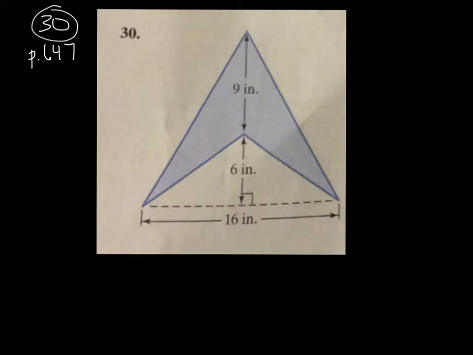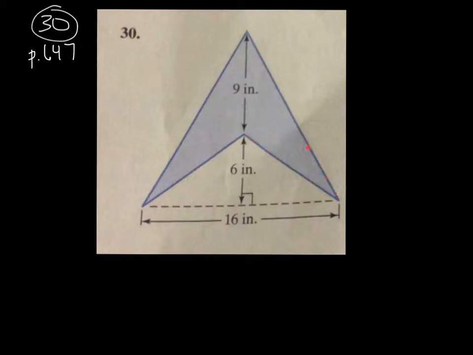Okay, so this is number 30 in your book, and I went ahead and took a picture of this. This is our figure, and we definitely have some triangles in there. We've been working a lot with triangles in section 10.2. The goal is to find the area of the shaded region in this problem. The shaded region is the blue guy, so we want to find the area of this shape.